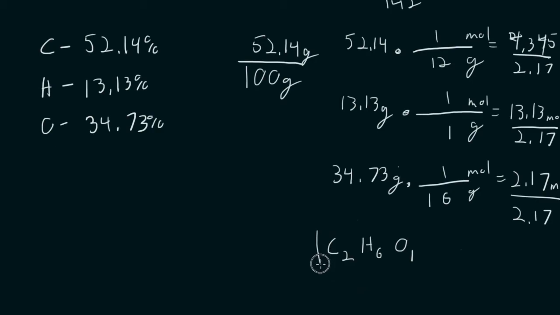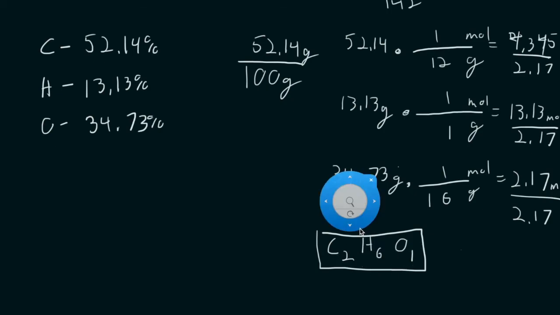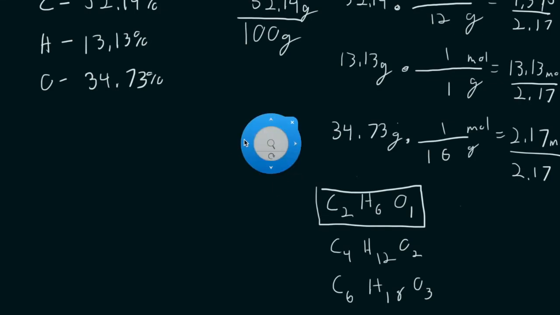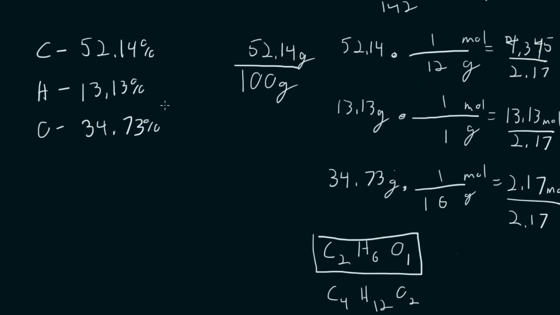Now we don't know if this is the molecular formula. We just know that this is the empirical formula. We could have this be C2H6O1, or this could also be C4H12O2, or anything else like that. So it could be C6H18O3. Those are all possibilities because all of these would have that same ratio and give that same percent mass, okay?